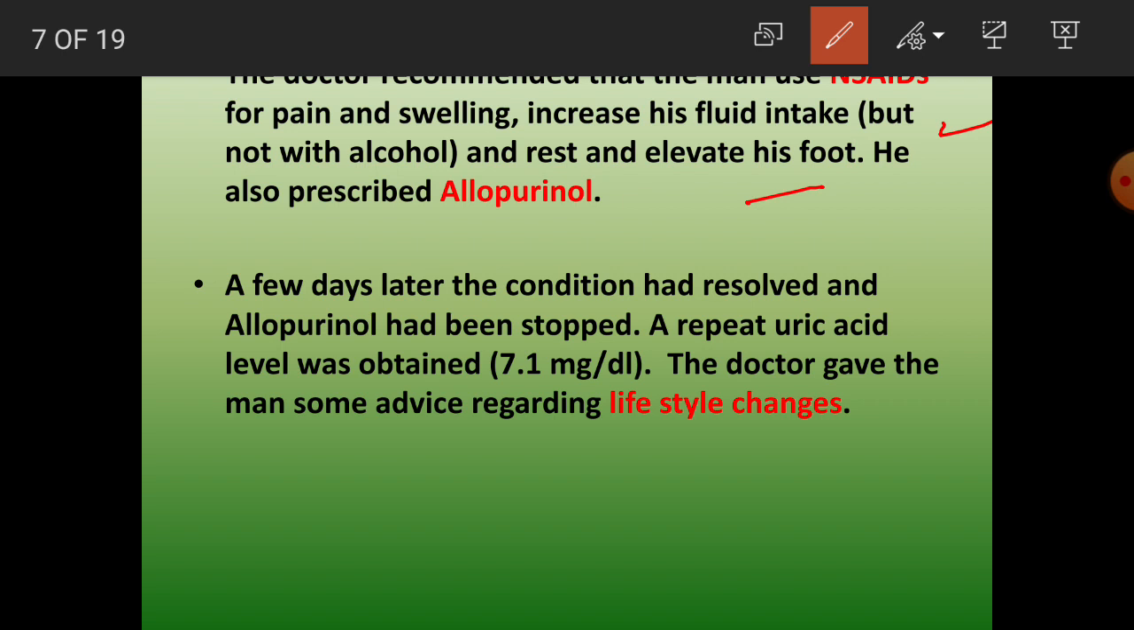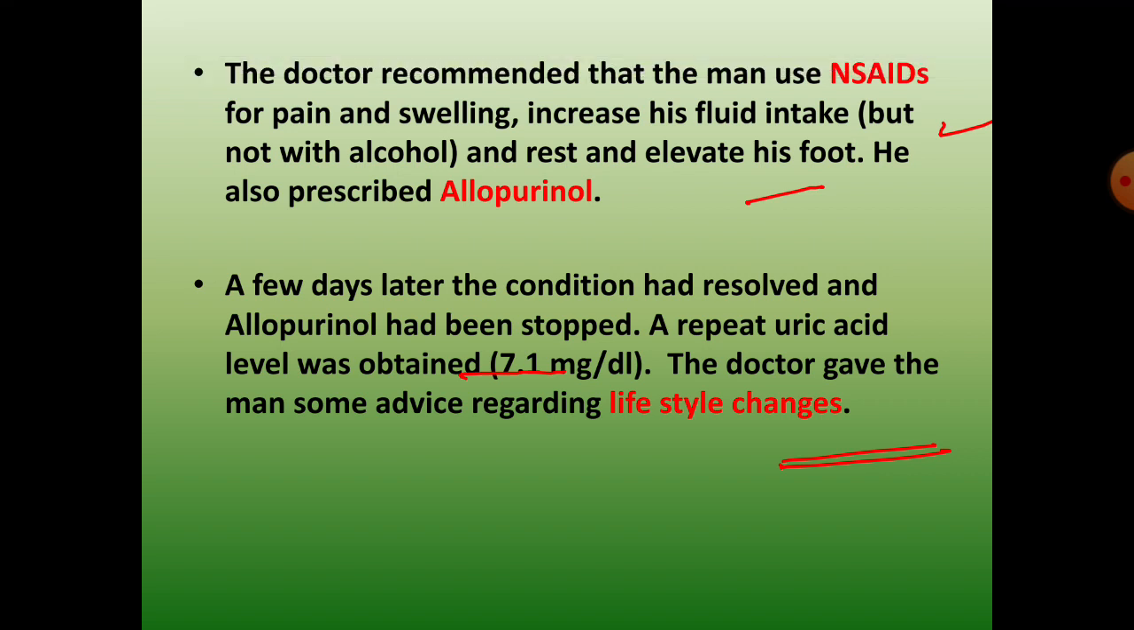Then a few days later, the condition was resolved. Allopurinol was stopped. On repeat uric acid examination, we got 7.1 milligram per deciliter. Then the doctor gave him some advice regarding lifestyle changes. This is the main thing that has to be inculcated to have good health in all aspects. So lifestyle modification can save you from many diseases.